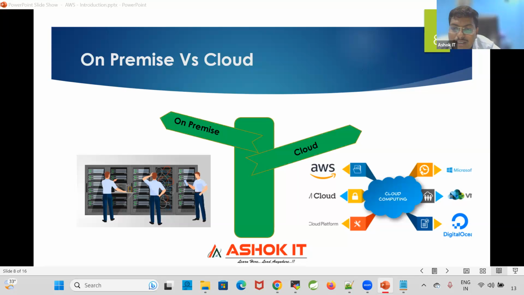What are we going to do, guys? What is the meaning of cloud infrastructure? Somebody will provide the infrastructure for us based on rent. Whatever infrastructure we need, instead of purchasing it, we can take it for rent from the cloud provider.